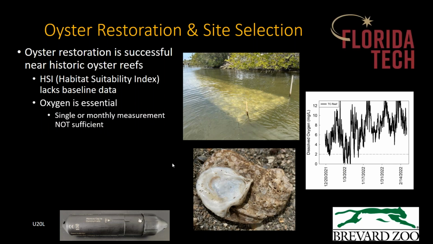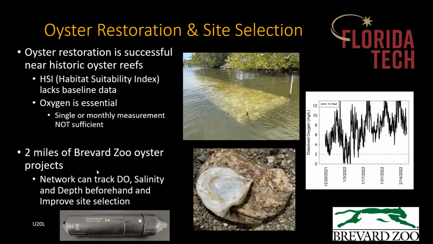So DO is essential for success, but prior to the creation of that network, we just didn't have the ability to do so. And so as we continue to look for new project sites, we want to use dissolved oxygen for the extent of hypoxia, salinity for looking at high salinity to account for boring sponge, which, because our reefs are subtidal, is a problem that they will specifically face, and depth, which relates to oyster survivability and recruitment.